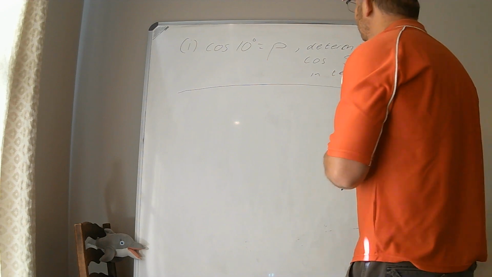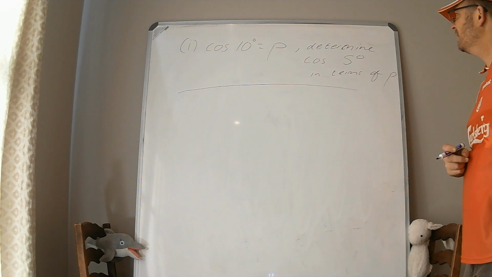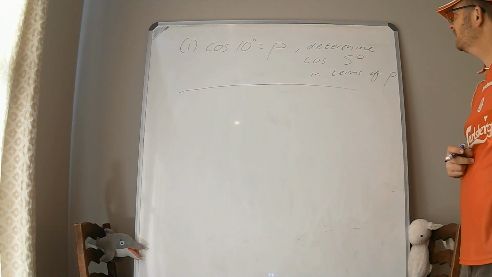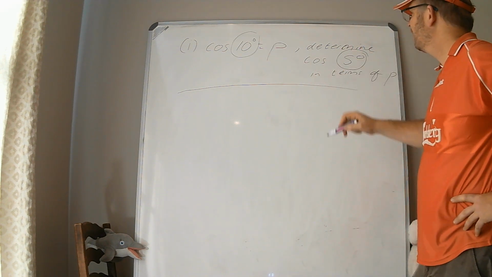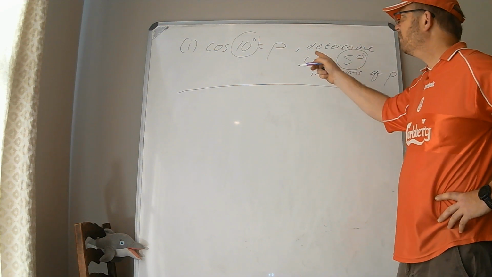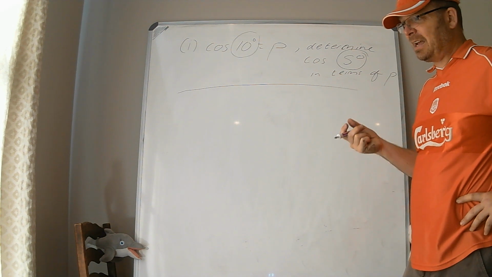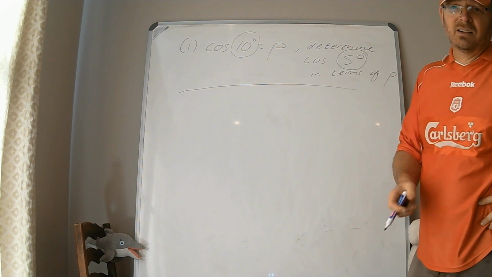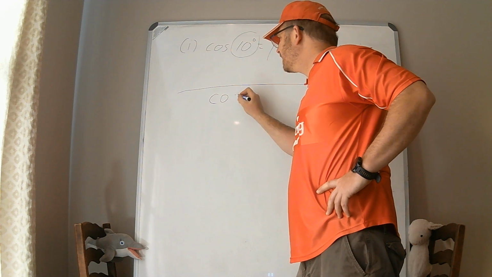Okay, the next one. You've got cos 10 is equal to P. Determine cos 5 in terms of P. Right. Let's have Miss Lapo. So what's the relationship between 10 and 5? Well, the one is double the other, and I'm working with cos in both cases. So you want a formula that links up cos of a double angle with cos of a single angle. So go look at your formula sheet, Miss Lapo, and see where cos of a double angle coincides with cos of a single angle. And yes, indeed, you are correct.